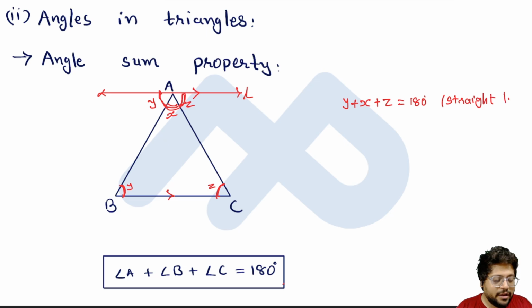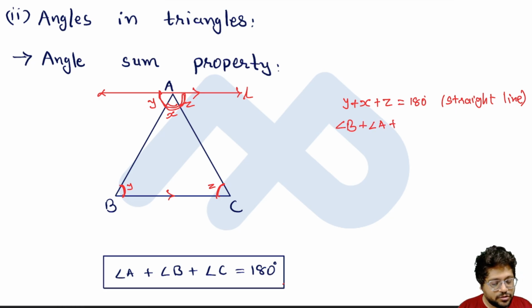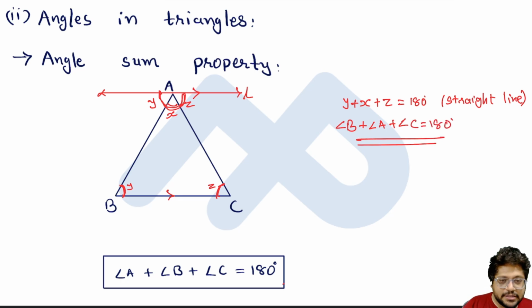right? And now you can see that this Y, which is also angle B, and X, which is already angle A, and this Z, which is also angle C, is equal to 180. So this is how the sum of all interior angles in a triangle is always equal to 180. Clear? Let's see another property.